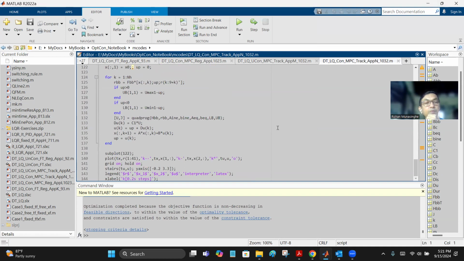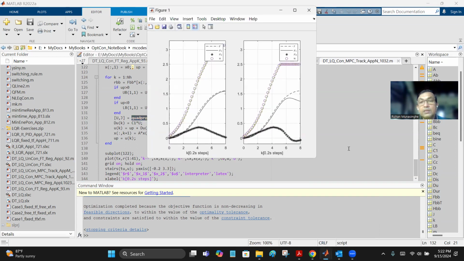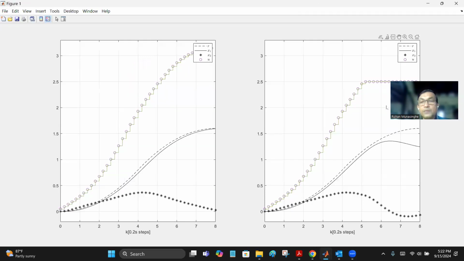There you are. You can see this one, quadprog. So this time we are not actually multiplying H and R, but we give the upper bound and lower bound together into the quadprog command algorithm, which gives us the optimal differential control signals. And out of that, we pick up the first one. And the result is like this. You can see it.